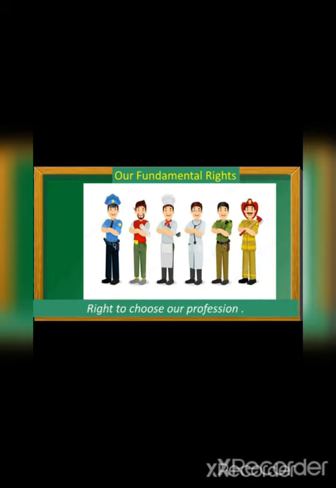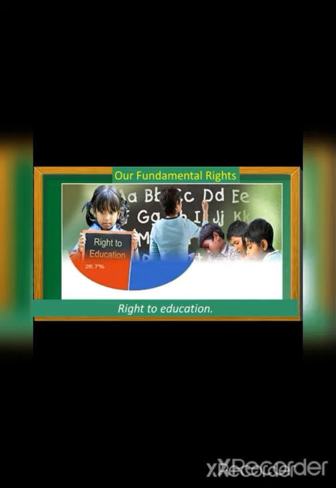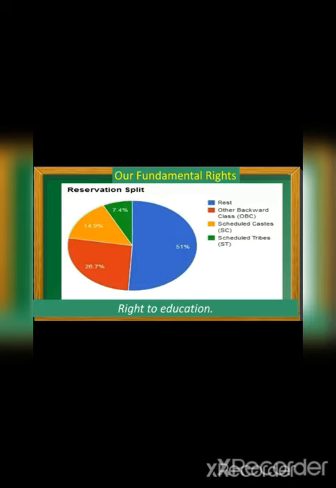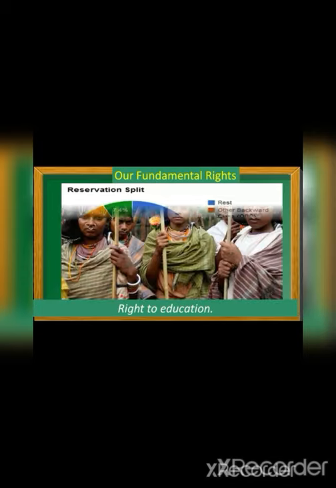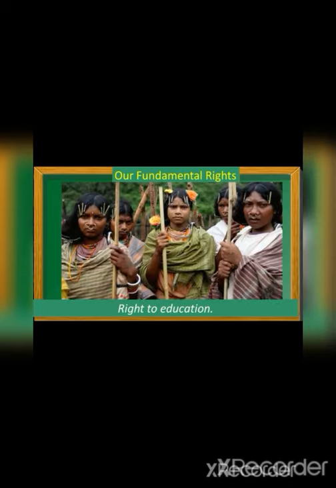Right to choose our profession. Right to free and compulsory education for all children up to the age of 14. However, these rights are not absolute and the government may take certain measures, like reserving jobs or seats in colleges for the backward and poorer sections of society, for their upliftment.